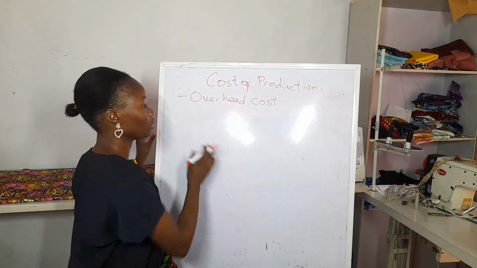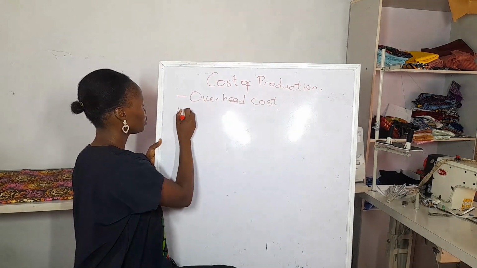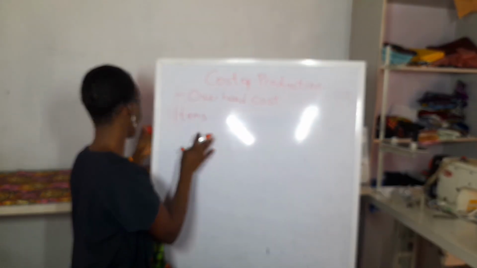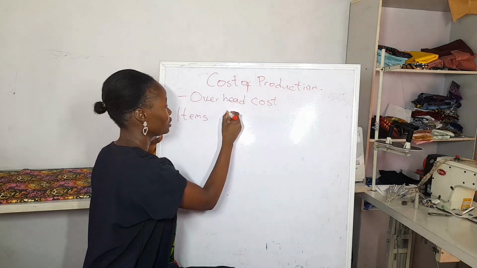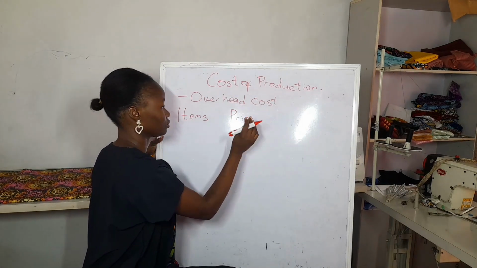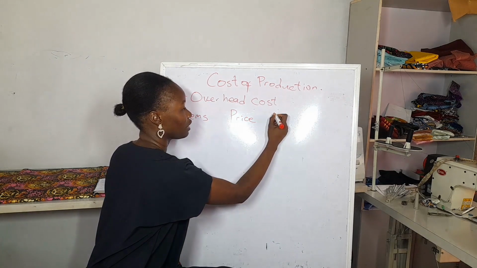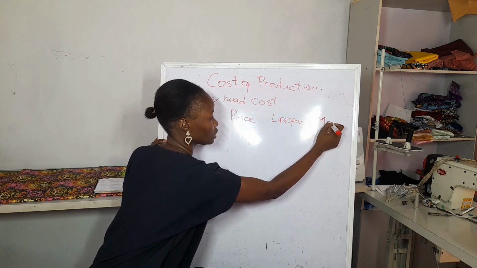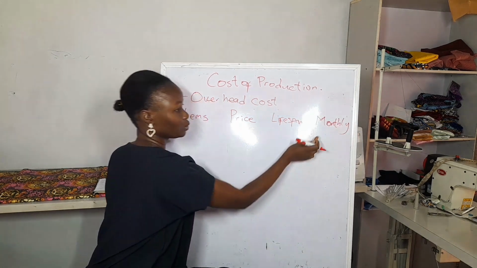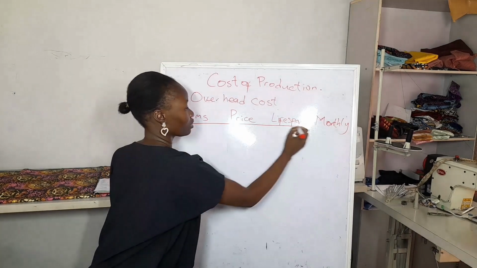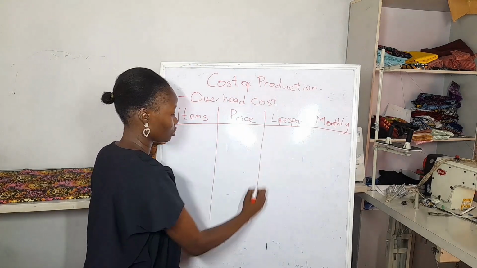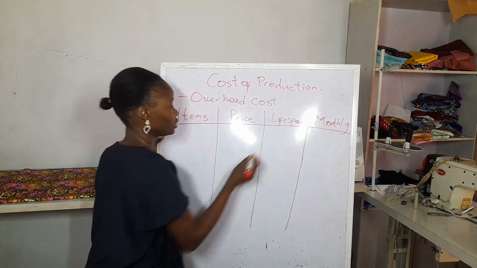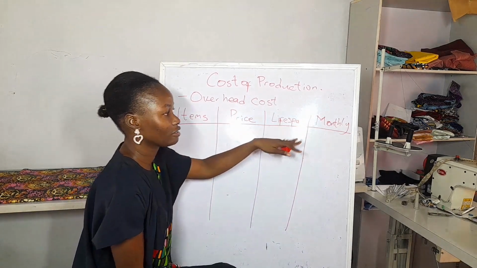So for us to calculate that, we are going to draw a table, which will start first with the items. We start with the items, the price, the lifespan of the item, and here we have monthly. As we go on, you will understand what I mean by monthly here. I hope you can see my writing. So we have the items, the price, the lifespan, the monthly.